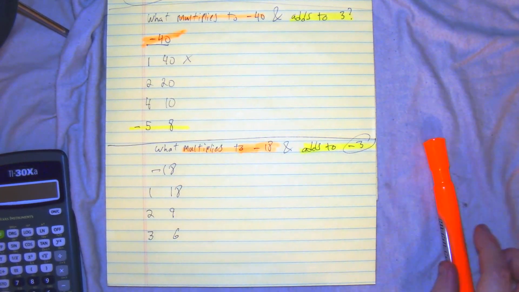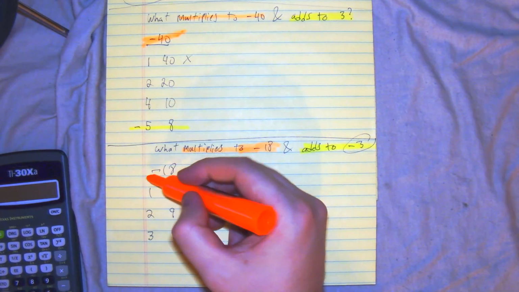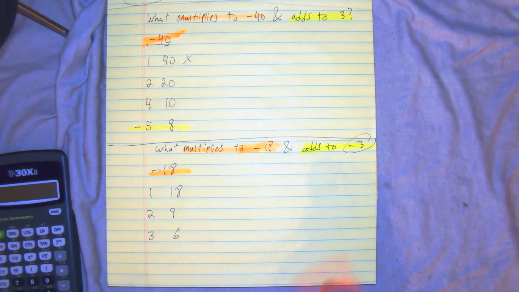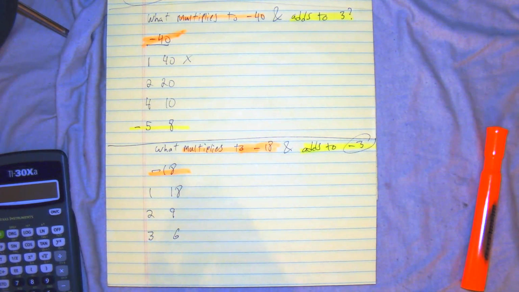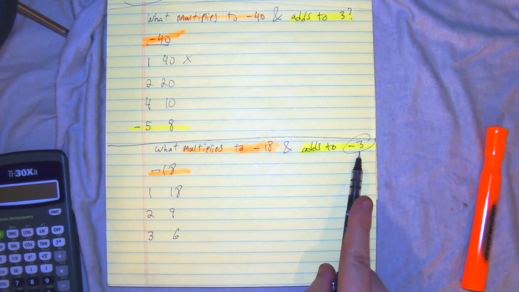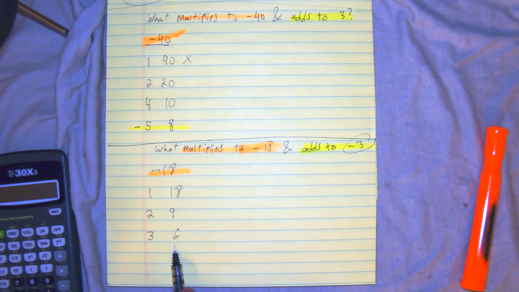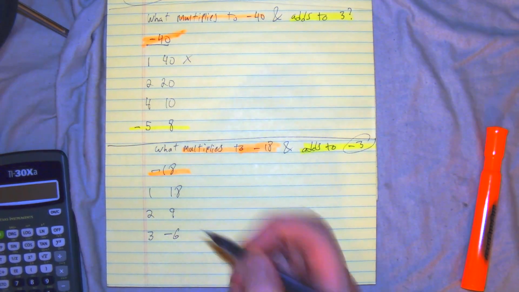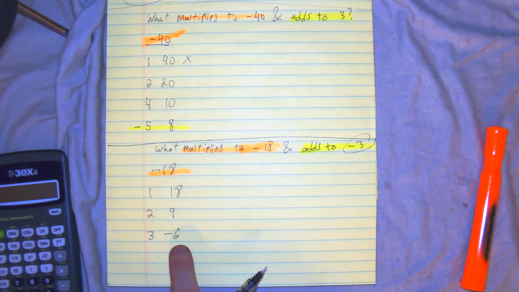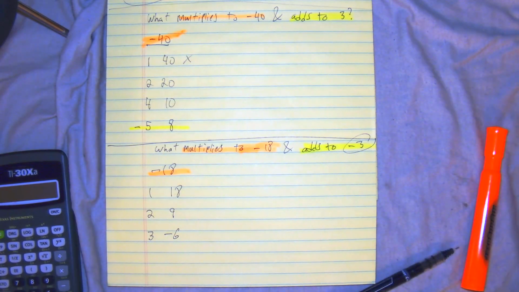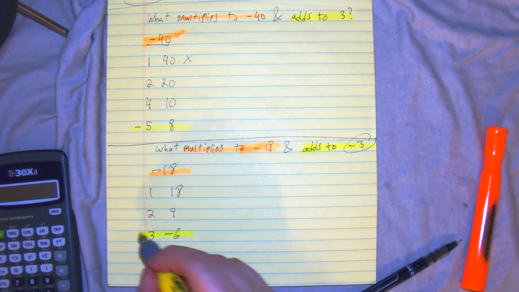6. Well, what multiplies to negative 18 and adds to negative 3? So what we have here is 3 and 6. 3 times 6 is going to be 18, but it has to add up to negative 3. So the larger number needs to be negative. So 3 plus negative 6 does give us negative 3. So our two numbers right here would be 3 and negative 6.